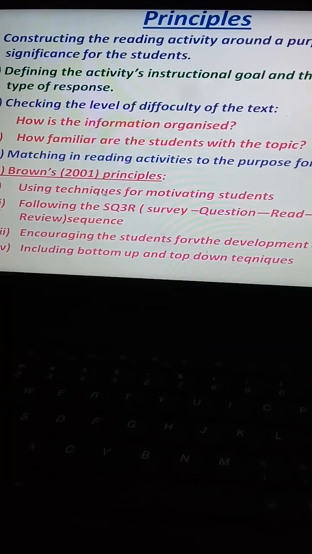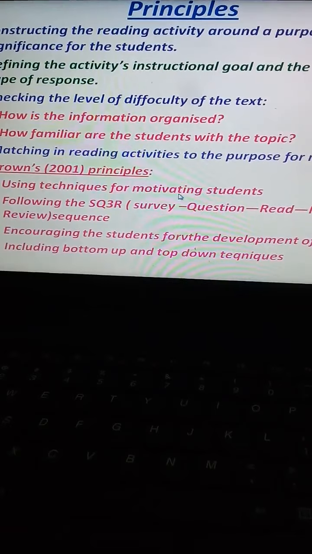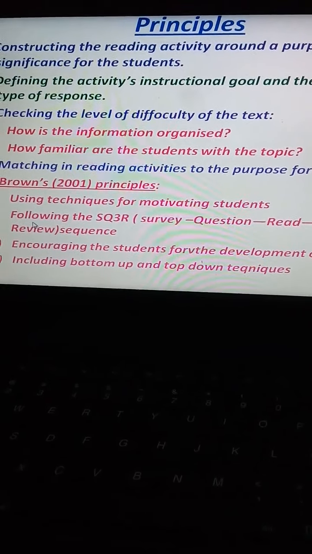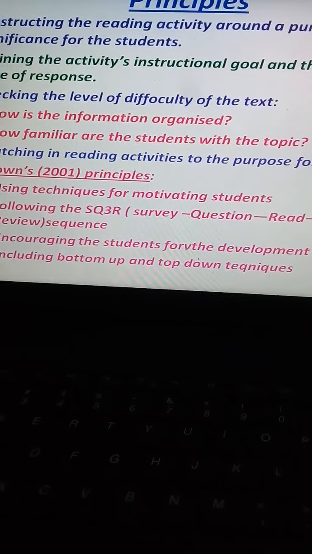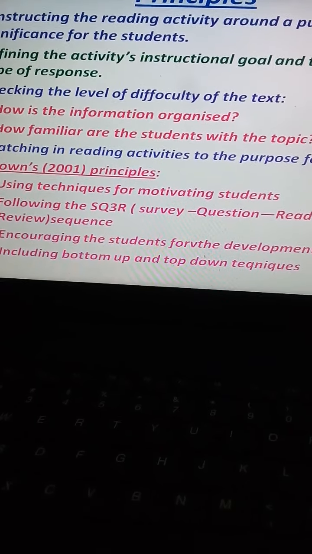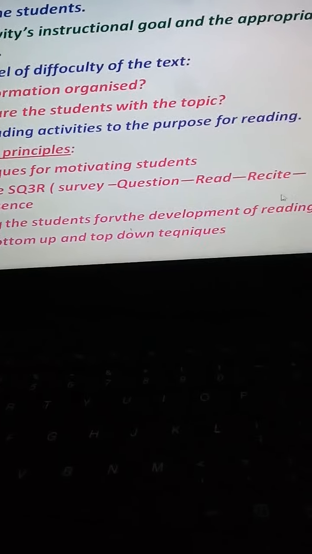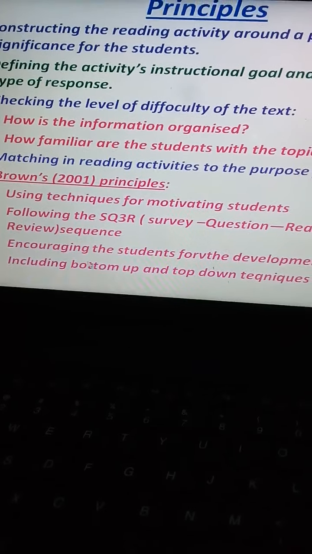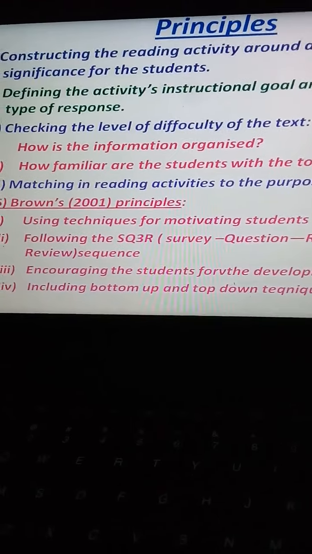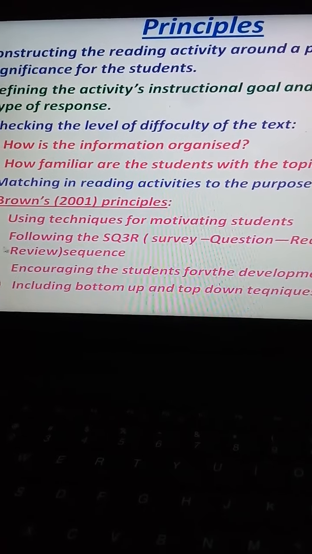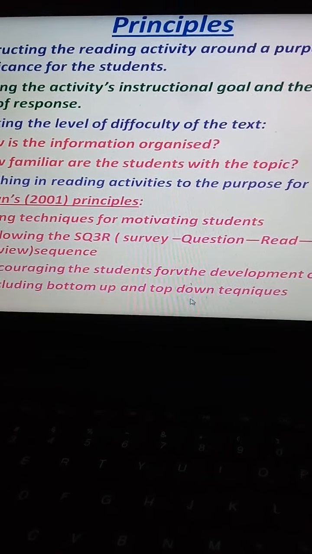Brown 2001 mentioned some principles, for example, using techniques for motivating students. So the teacher must use some important techniques to motivate students. They should follow the SQ3R sequence, that is survey, question, and 3R means read, recite and review. They should encourage the students in the development of the reading skill. And the next one is including bottom-up and top-down techniques. I'll discuss bottom-up and top-down techniques in the next slide.